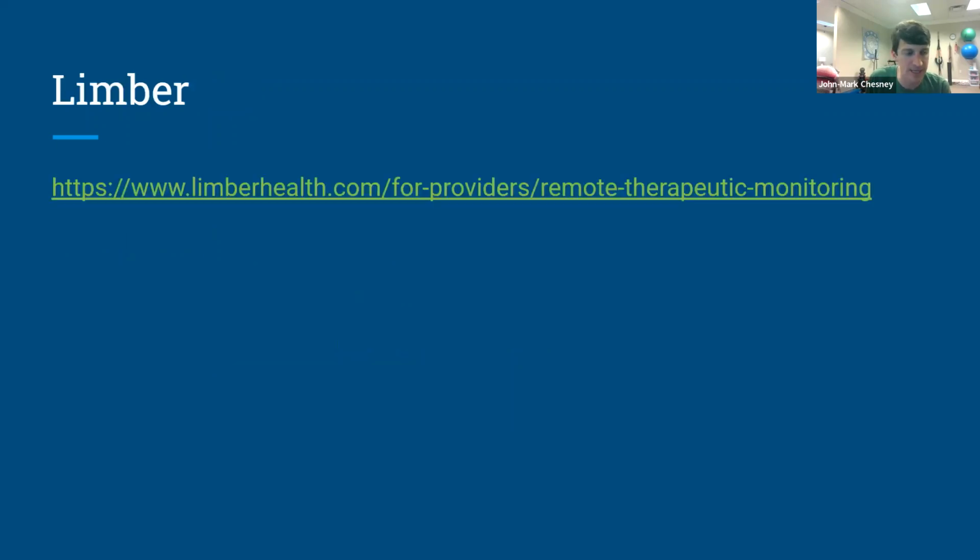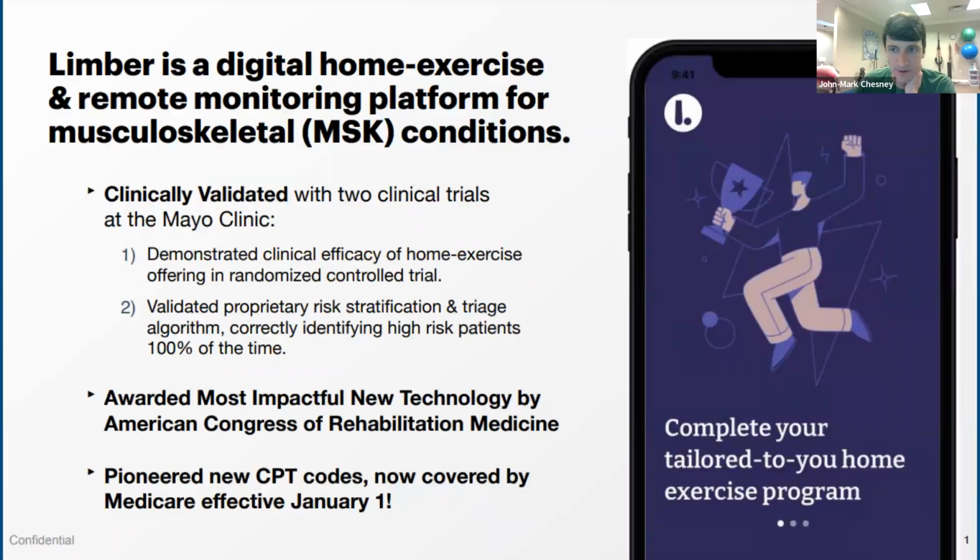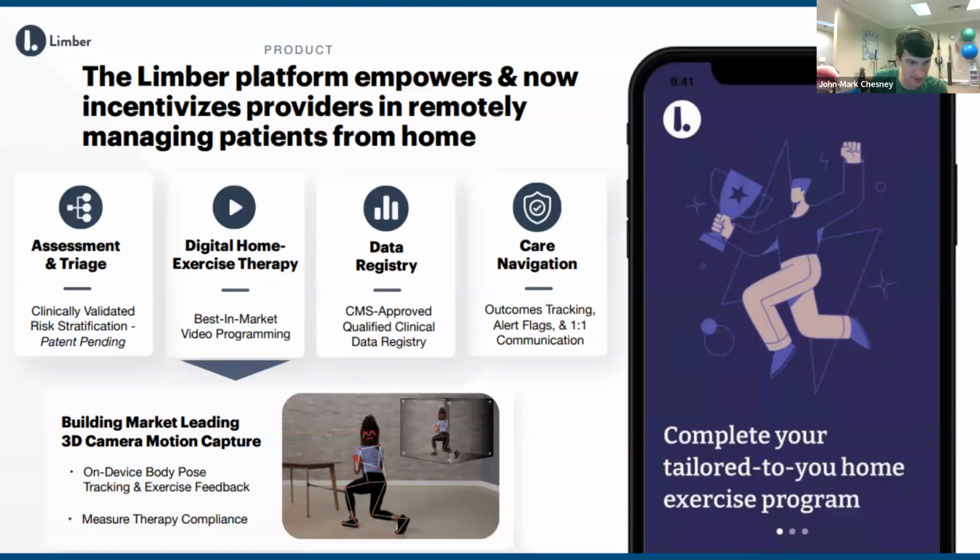So Limber is a company. They provide a very different type of RTM service. They call themselves the white glove RTM service, and I'll explain why. This is Limber. It's a digital home exercise and remote monitoring platform for musculoskeletal conditions. It looks like a really nice system. They are also working on some sort of digital form correction where it uses AI to assist with that.